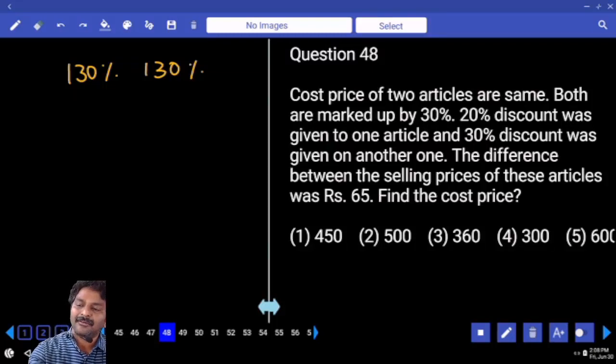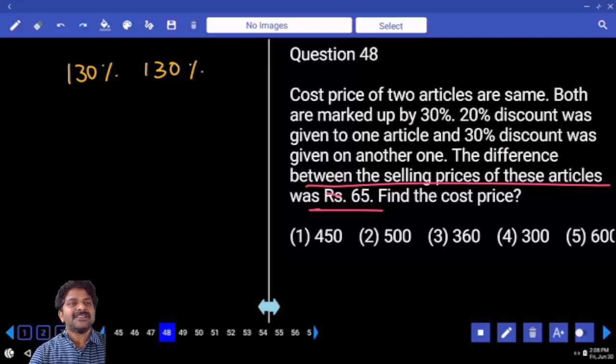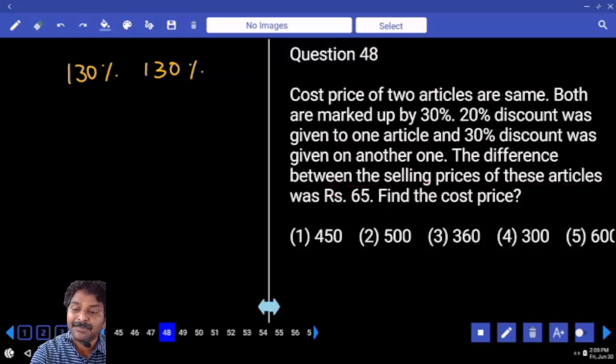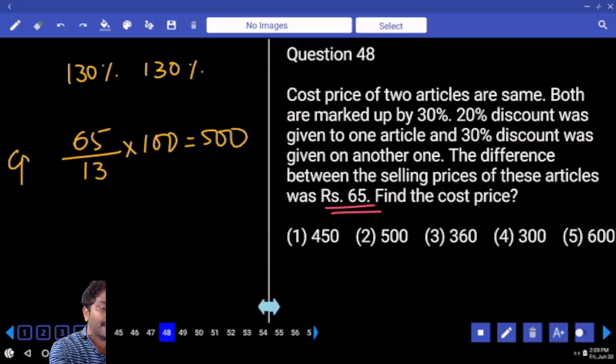So now 65 is difference between their selling prices, correct? In general, selling price in the sense market price minus discount only. Is there any change in market price? Is there any change in discount? 10% discount is offered on which price? How much is that? 13, correct? And that 13% is equal to 65. Then 1% is equal to 65 divided by 13, and the cost price is into 100. Answer 500. You don't have to separately calculate selling price values.